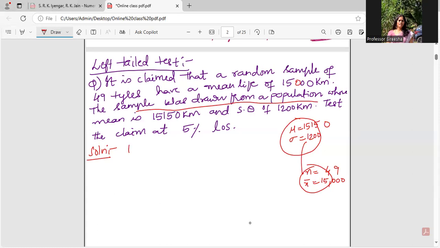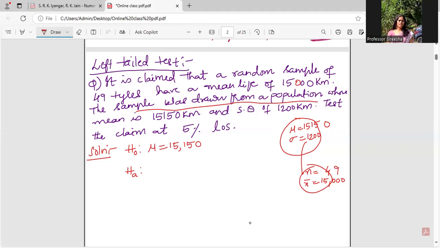Let's set the null hypothesis first. H naught would be as it is. Whatever is given in terms of population, whether it is mean or variance, depending on the question or the test, I'll be setting accordingly. If it is an F distribution test, I'll be setting things in terms of variances. Here, for Z and T distributions, I'll be setting in terms of mu, the mean.